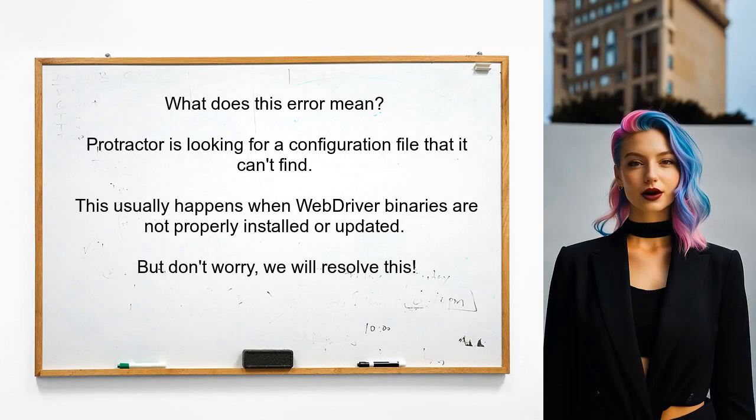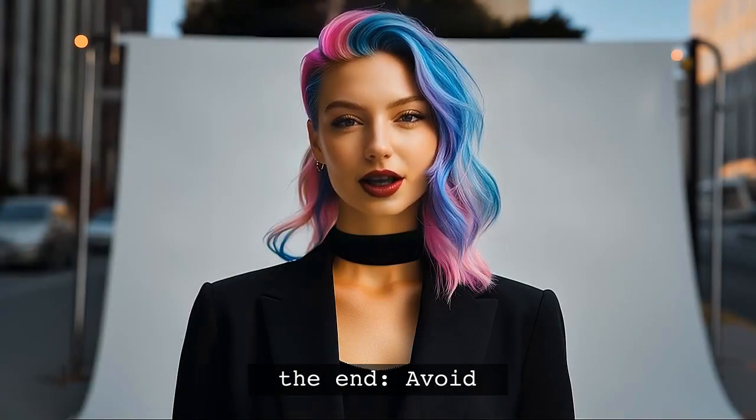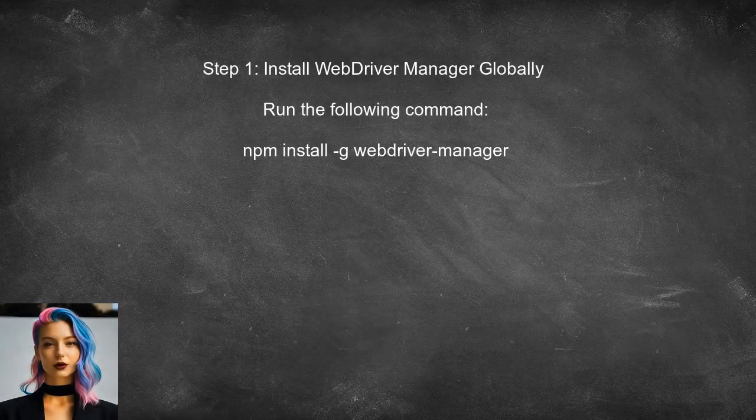So, what does this error mean? Essentially, Protractor is looking for a configuration file that it can't find. This usually happens when the WebDriver binaries are not properly installed or updated. But don't worry, we will walk through the steps to resolve this. And stick around. I have a crucial tip at the end that will help you avoid this issue in the future.